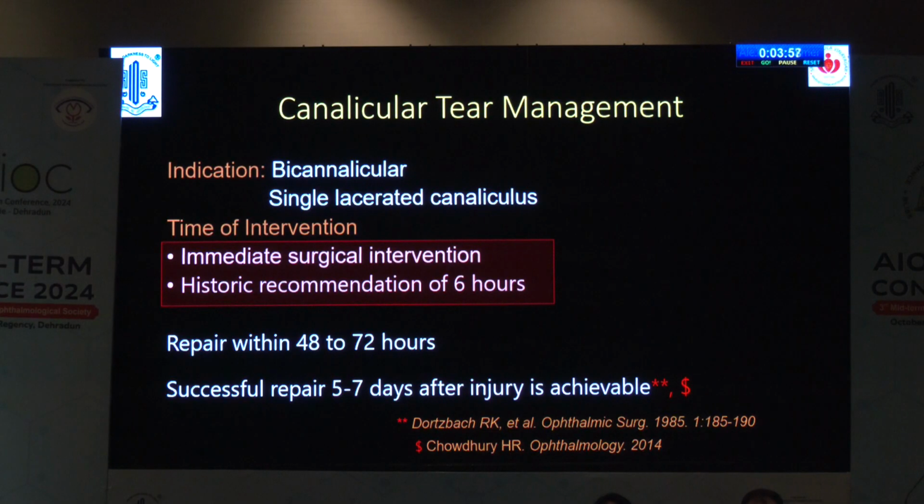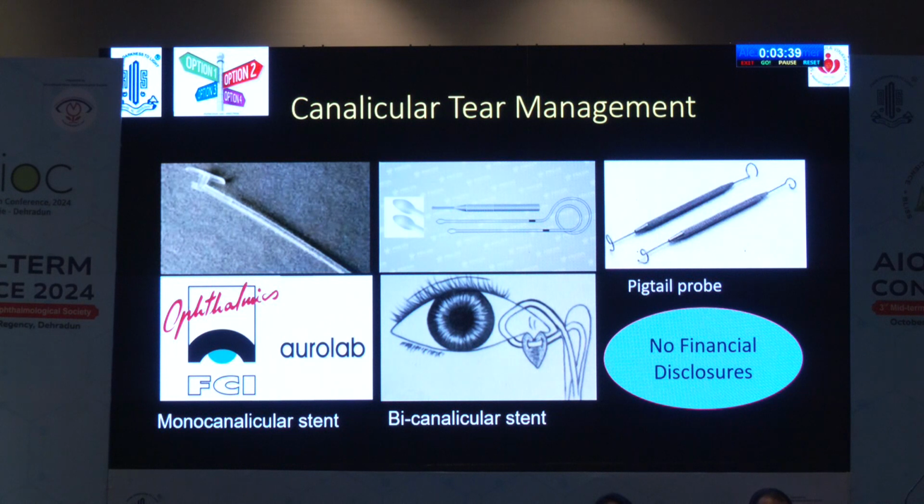So timing of intervention is no longer guided by immediate surgical intervention or the historical recommendation of 6 hours. Most of these cases are from road traffic accidents. They have associated injuries, so they cannot be taken immediately. So repair can be done within 48 to 72 hours. Even in the literature, successful repair has been reported 5 to 7 days after the injury. So these are the different options.